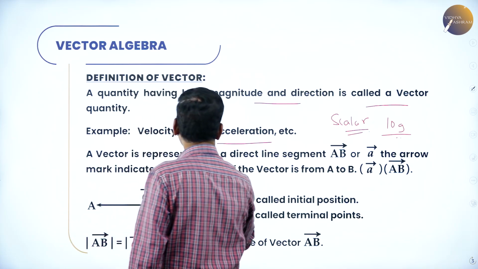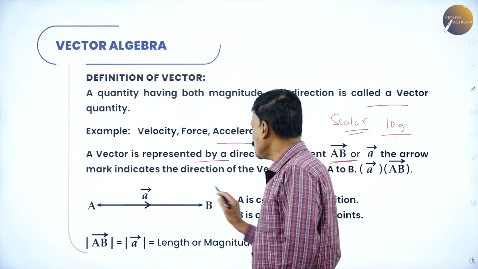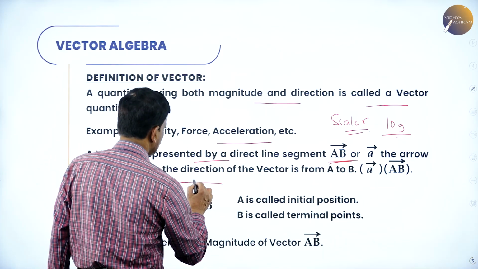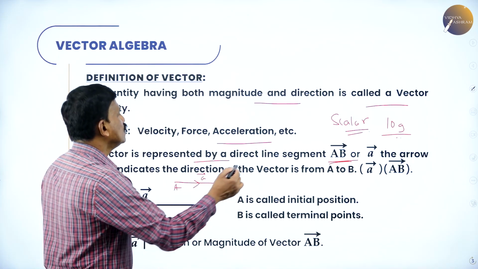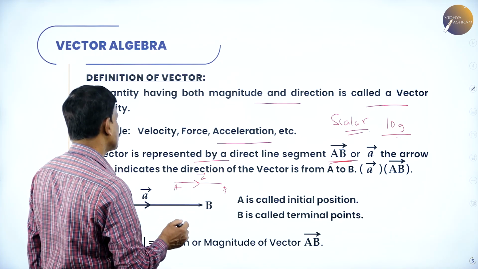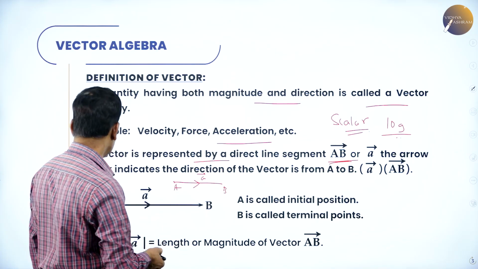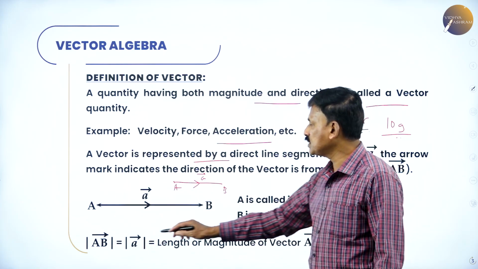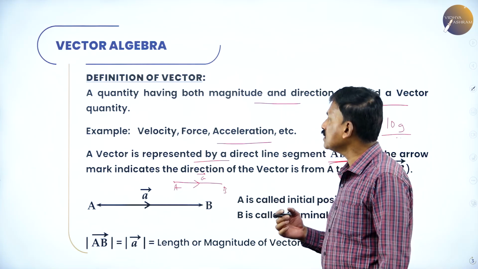Now a vector is represented by a directed line segment AB. The arrow mark indicates the direction of the vector from A to B, denoted as small a. A is called the initial position, and B is called the terminal position of the vector. The length of the vector AB is denoted as magnitude of AB, and is called the length or magnitude of the vector AB.